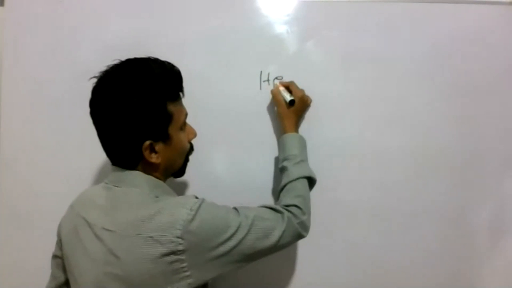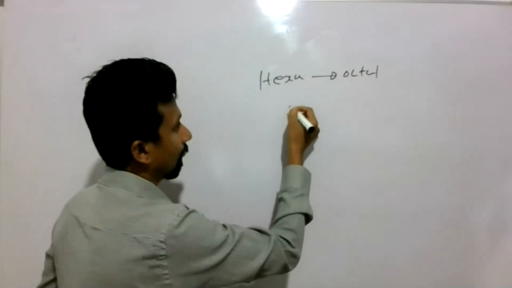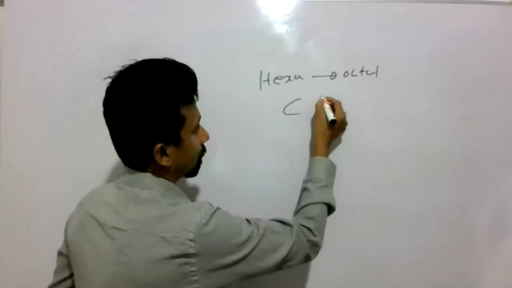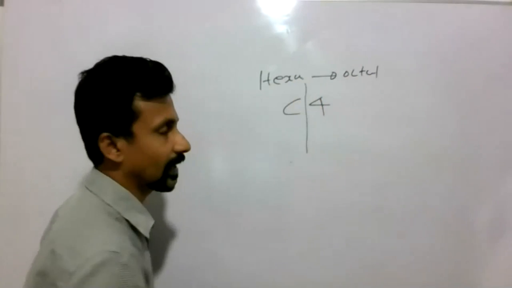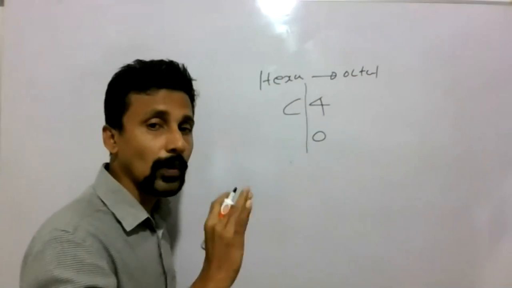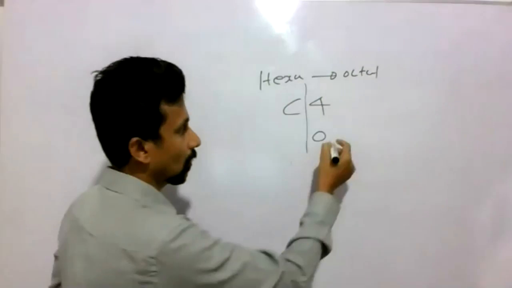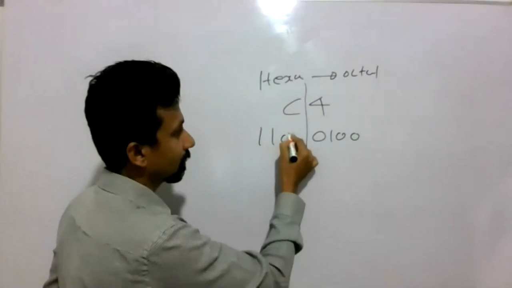Hexadecimal to octal. So I am taking C4. First, you convert it to binary, separating each digit. 4 you have to represent with 4 binary digits: 0, 1, 0, 0. C means 12, so I can write 1, 1, 0, 0.